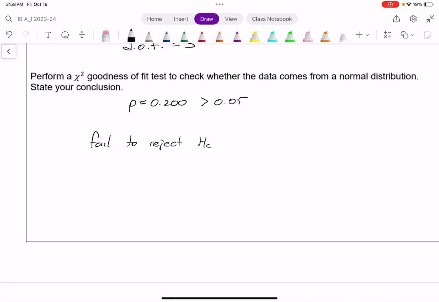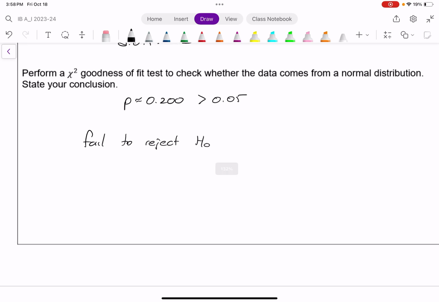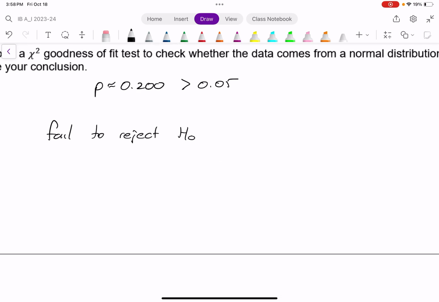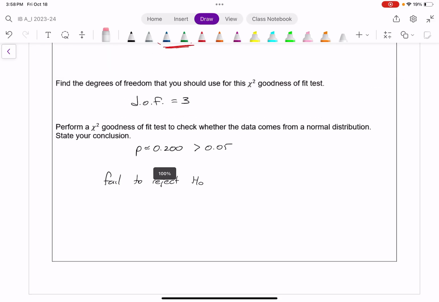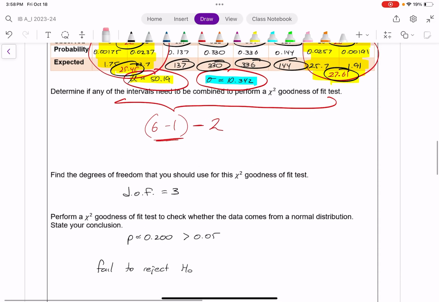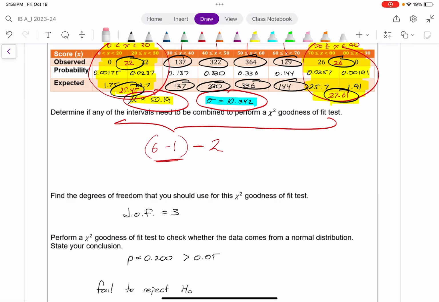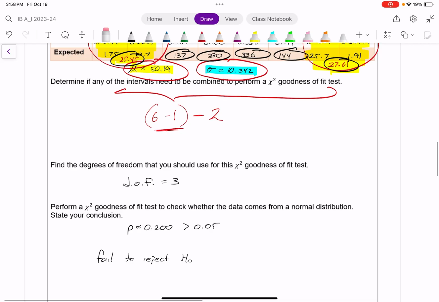H naught. And again, we don't say we accept it, we say we fail to reject it. Again, it still may not be normally distributed, but we don't have nearly enough evidence to show that. All right, and again, keep in mind, H naught was that the data is normally distributed. That was H naught. I don't need to write that down. I've said it already. Okay, keep in mind, I did gloss over a lot of the actual GDC work because we've done that before. Once we are aware of that, a lot of this is fairly quick.